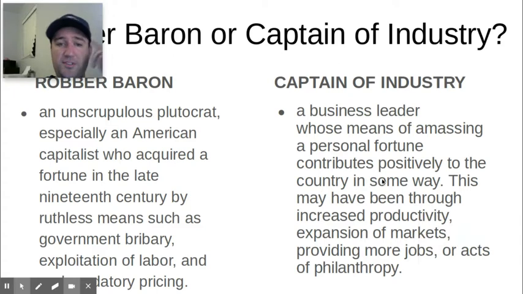Now, some people will also view some of these industrial leaders of this era as captains of industry. On the other side of that coin, that's a business leader who amasses his personal fortune through hard work, innovation, and talent. By doing so, they are able to help improve the quality of life in some way. They're providing a product that everyone needs and wants, sometimes creating more jobs for people, and often with acts of philanthropy.